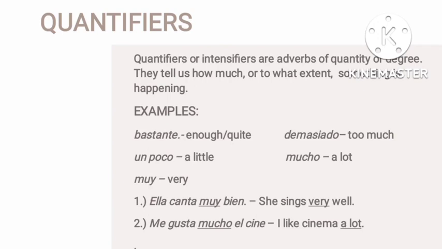And the last lexical category of the Spanish language that I'm going to discuss is the quantifiers. Quantifiers or intensifiers are adverbs of quantity or degree. They tell us how much or to what extent something is happening. Indicated below are some examples of Spanish quantifiers.